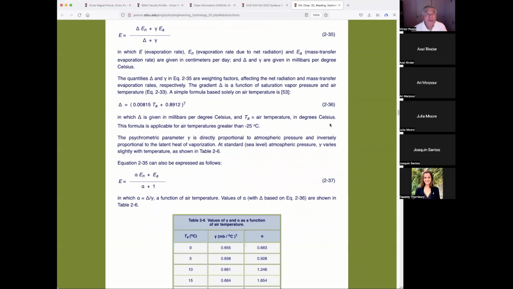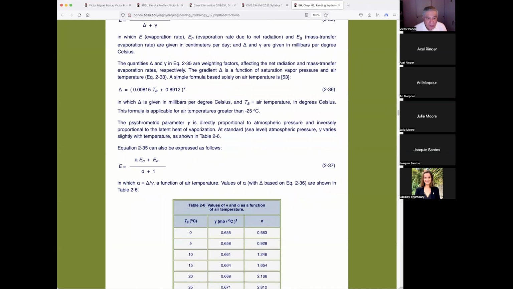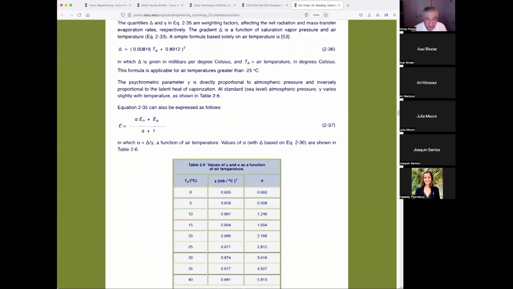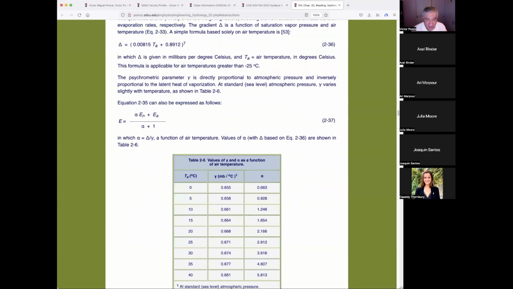Furthermore, we also have equation 237, which is a simplification of 236. And table 26 gives us the values of alpha for the given gammas, because gamma is not a constant, it does vary. Gamma is called the psychrometric constant of Bowen. I believe, I'm not going to say it is of him, but it is included in Bowen's formula.